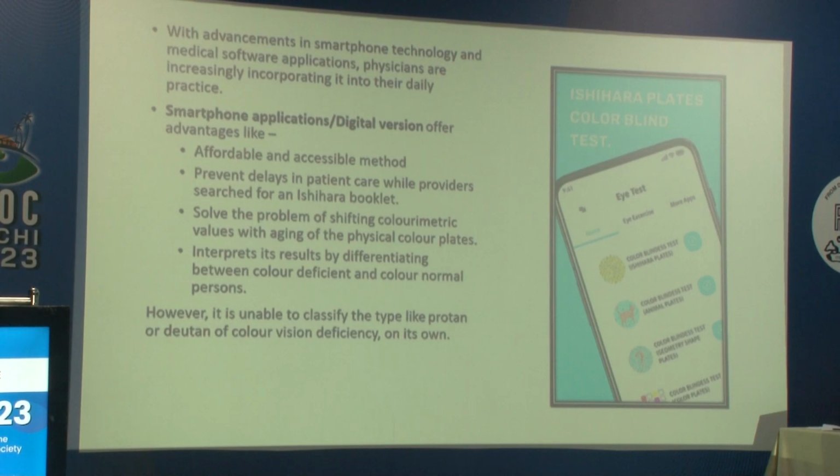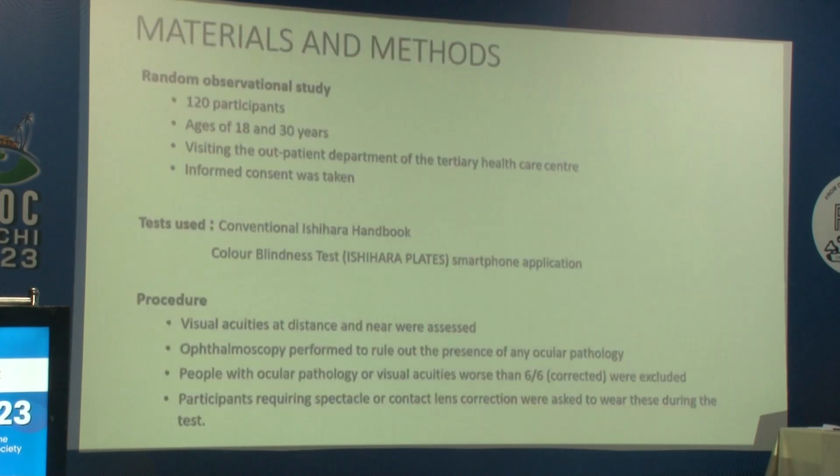With advancements in smartphone technology and medical software applications, physicians are increasingly incorporating them in their daily practice. We have smartphone applications or digital versions. They have advantages like being an affordable and accessible method, preventing delay in patient care while providers search for an Ishihara booklet, and solving the problem of shifting colorimetric values with aging of the physical color plates. It interprets its result by differentiating between a color deficient and color normal person. However, it is unable to classify the type, like protan or deutan, of the color vision deficiencies.